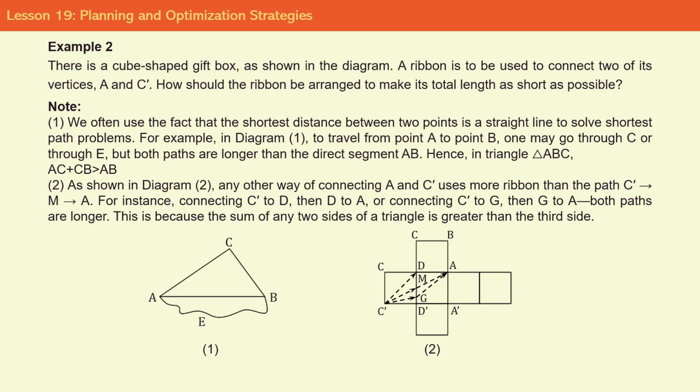As shown in diagram 2, any other way of connecting A and C' uses more ribbon than the path C' to M to A. For instance, connecting C' to D, then D to A, or connecting C' to G, then G to A, both paths are longer. This is because the sum of any 2 sides of a triangle is greater than the third side.